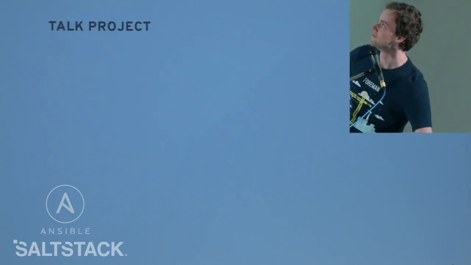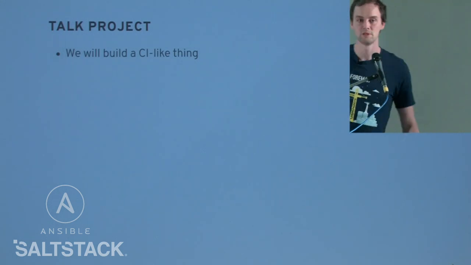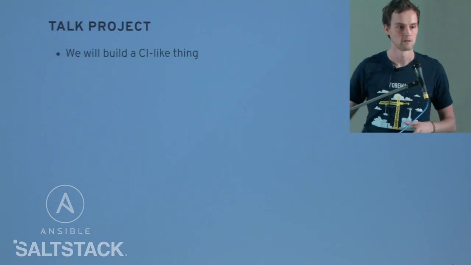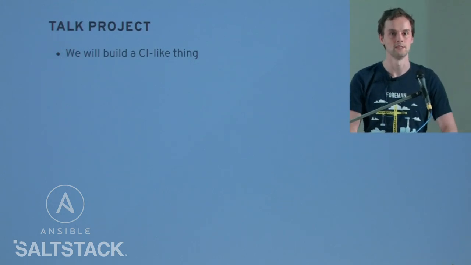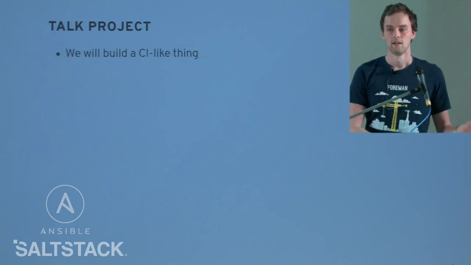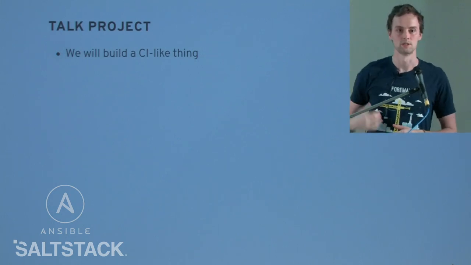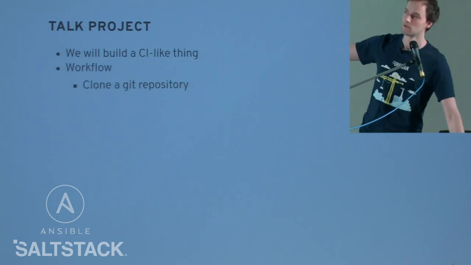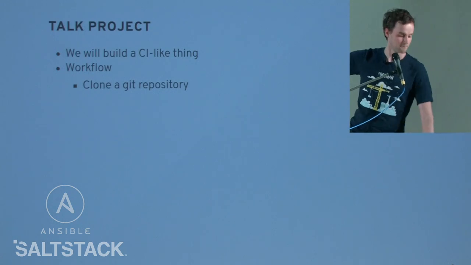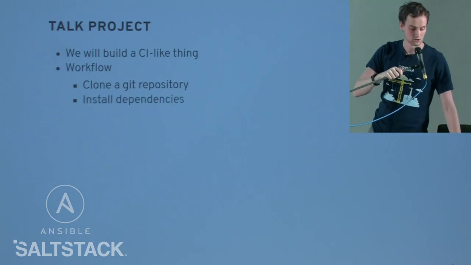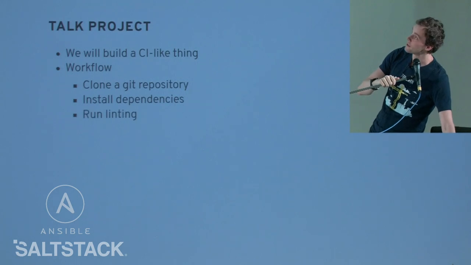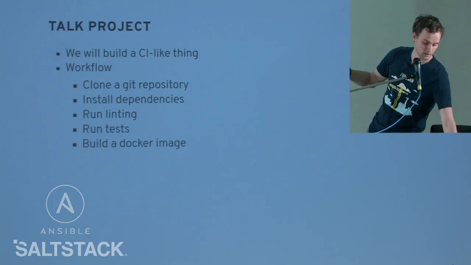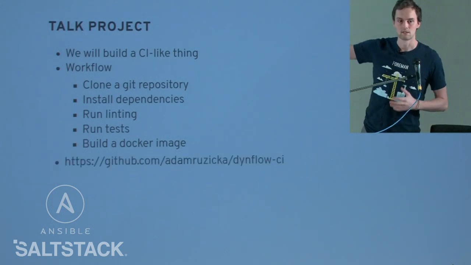Okay, so just an outline of what I will be trying to implement in this talk. It will be a CI-like thing, you know, so if you imagine Travis or GitLab CI, some change happens to a repository and then a pipeline is kicked off. So the workflow will be, we will clone a Git repository, we will install dependencies, run some lints, run some tests, optionally build a Docker image, for example. And that's the thing we will be making.